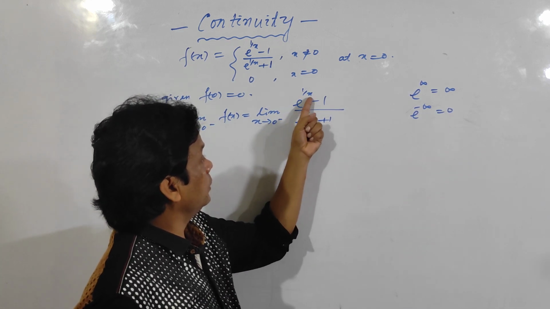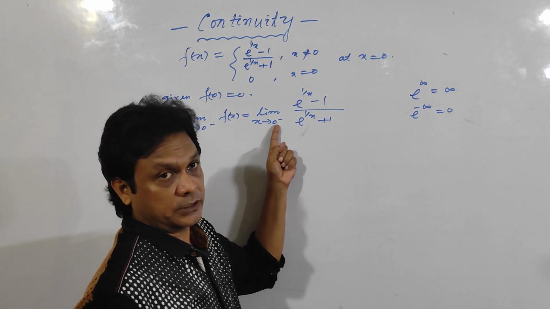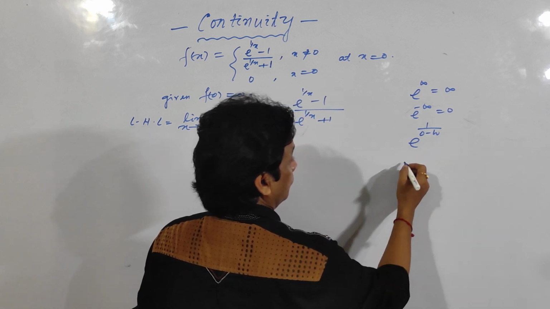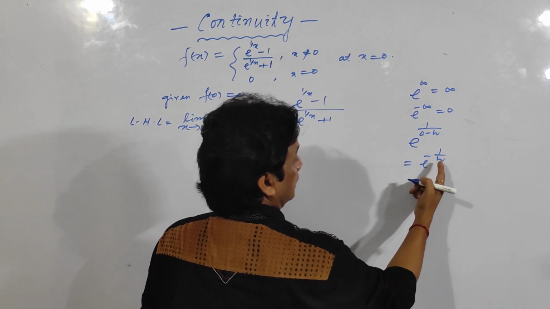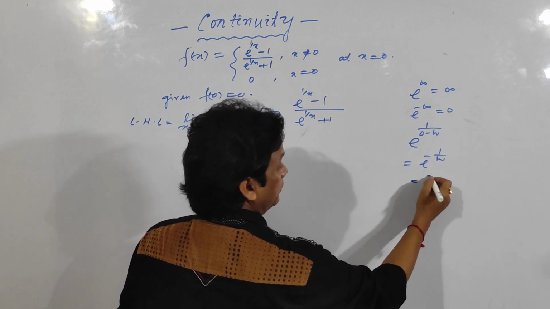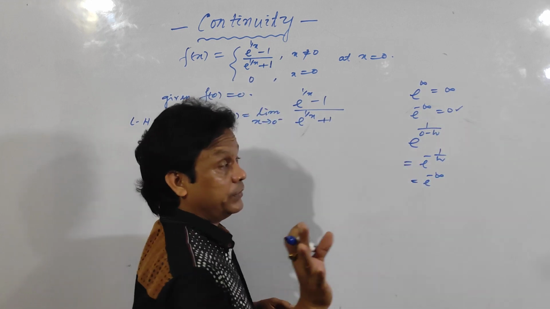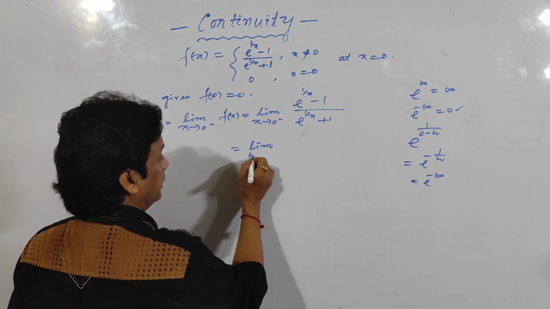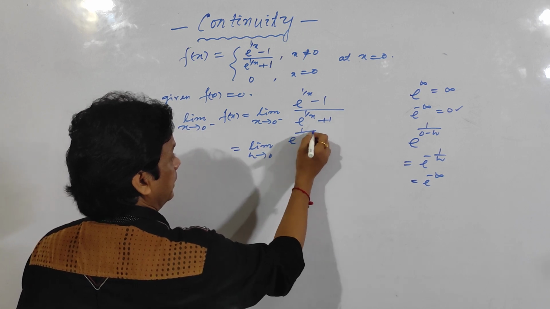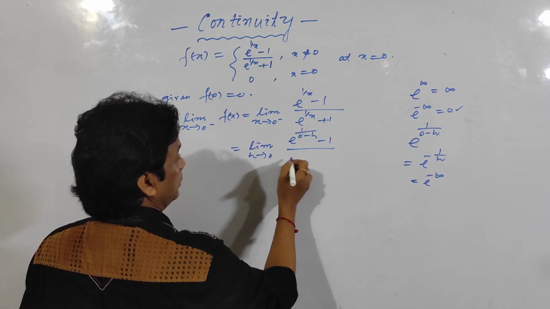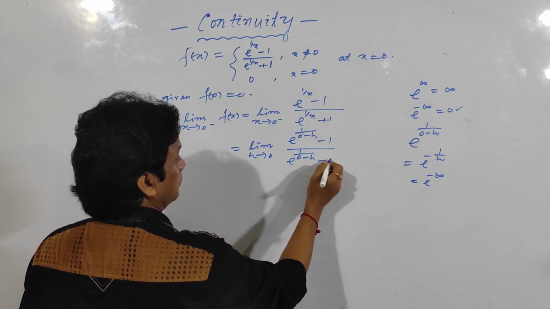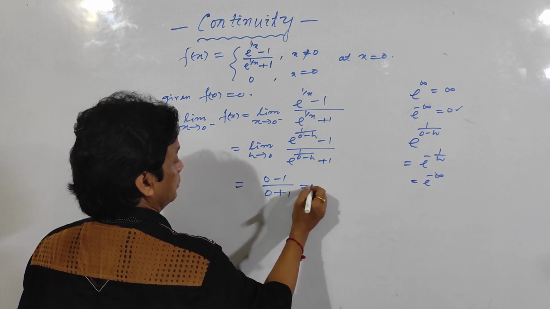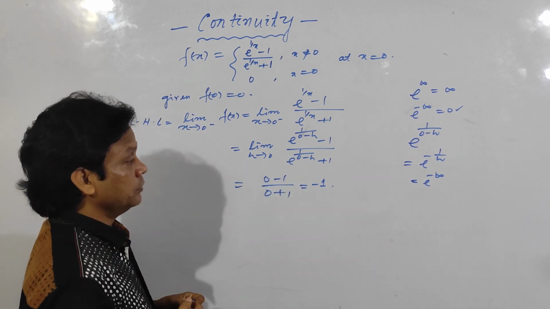If you write x is equal to, in place of x I am writing 0 minus h. So whether it is defined or undefined, let us say here 0 minus h. So e to the minus 1 by h. And h is equal to 0, 1 by 0 is infinity. So it will become e to the minus infinity. And e to the minus infinity is 0. So it is defined. Clear? So you can put it directly. So limit h tends to 0, it is e to the power 1 by 0 minus h minus 1 by e to the power 1 by 0 minus h plus 1. So this becomes 0 minus 1 by 0 plus 1 is equal to minus 1. So left hand limit is equal to minus 1.